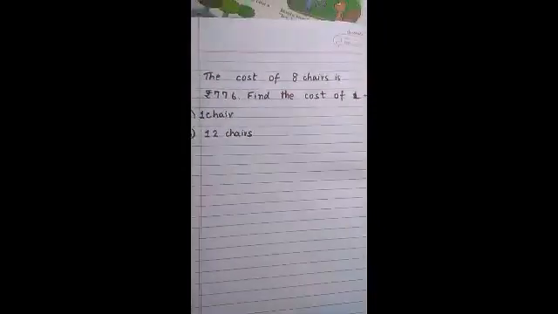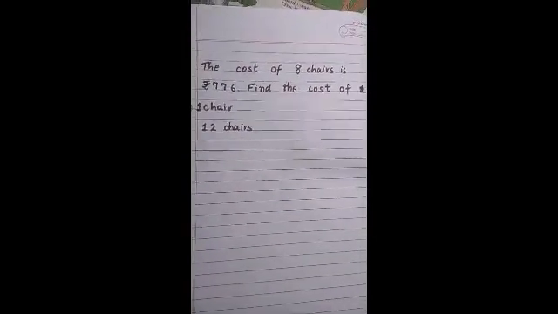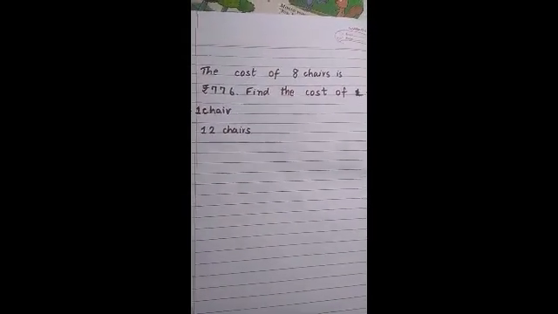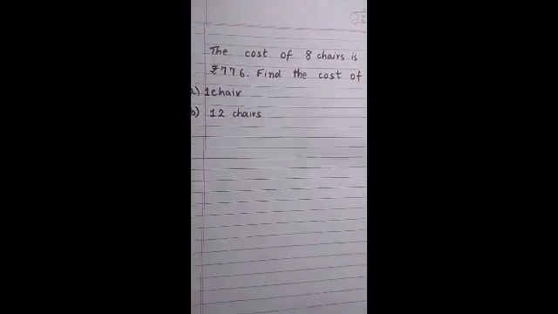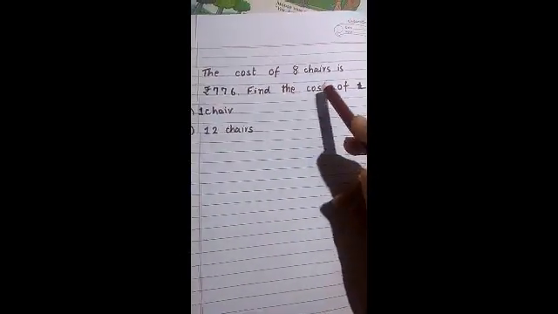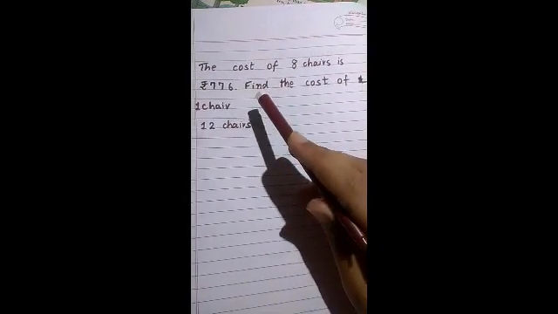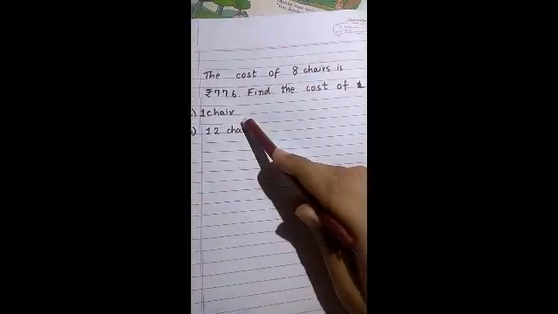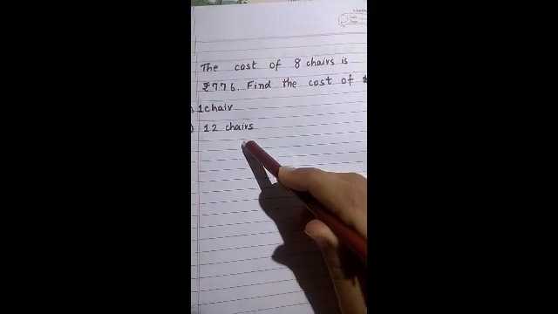Now let's just read it once. The cost of 8 chairs is rupees 776. Find the cost of 1 chair and 12 chairs. So the cost of 8 chairs is this much. Cost of 8 chairs दे रखा है. Find the cost of, पहले 1 chair का निकालना है और फिर 12 chairs का निकालना है.